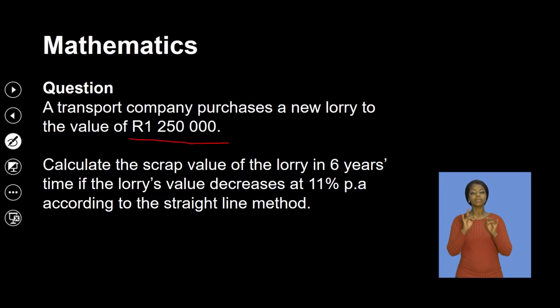So the value is 1,250,000. Now we need to calculate the scrap value of the lorry in 6 years' time, right? If the lorry's value decreases, depreciates means one and the same thing, at a rate of 11% per annum according to the straight line method. Remember, guys, when I spoke about the big idea here, there were two concepts, straight line and reducing. So they always need to emphasize which method we are dealing with at the time.